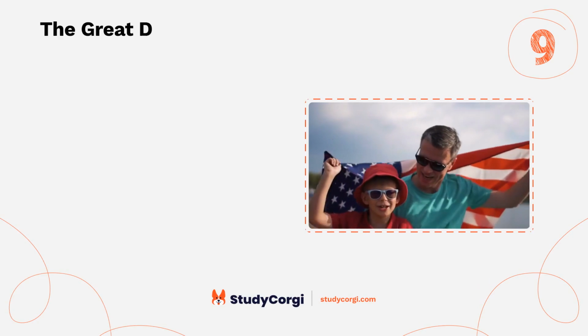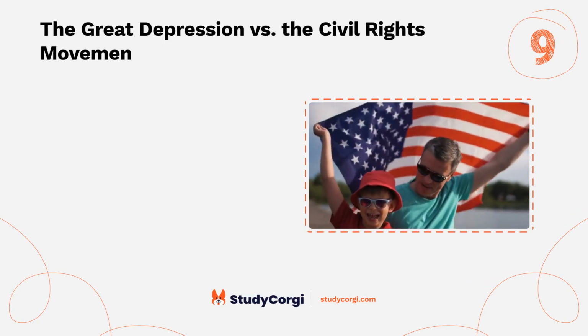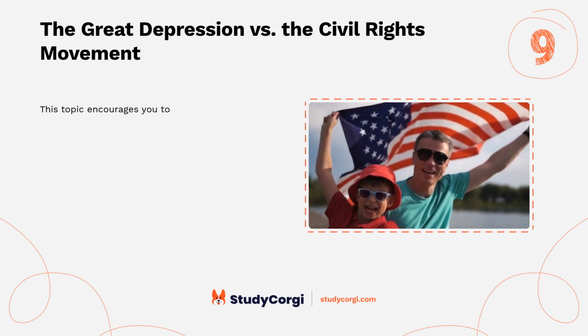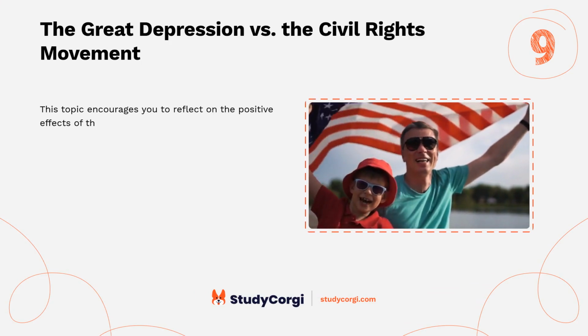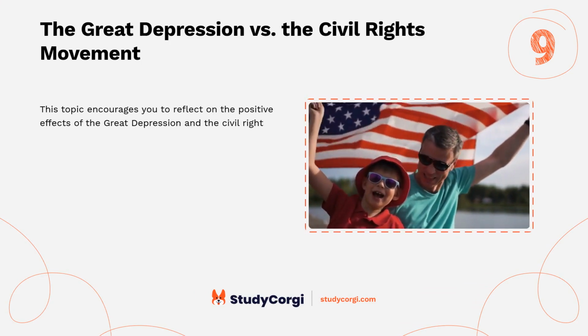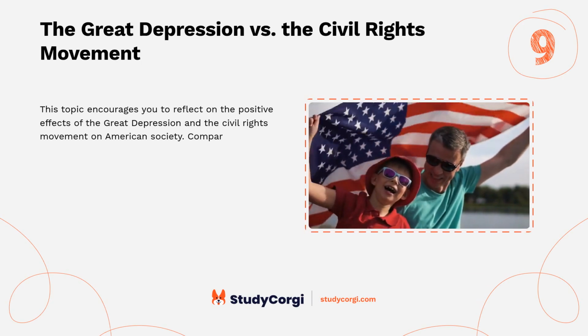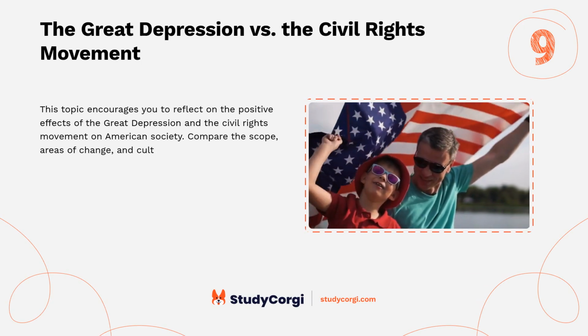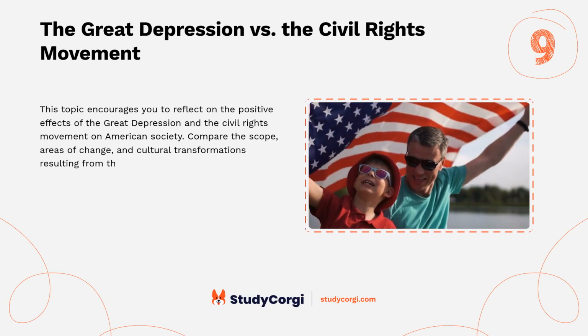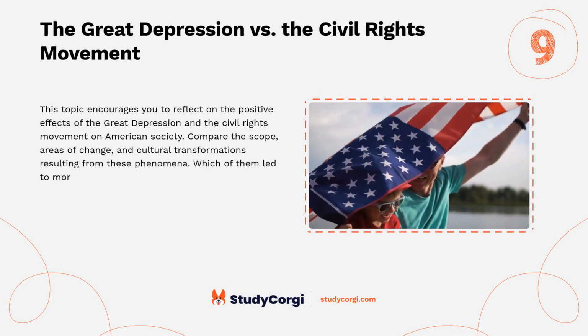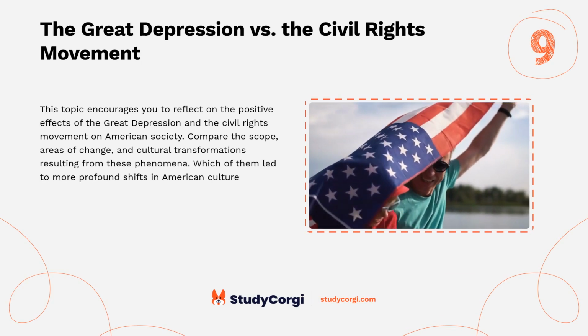The Great Depression versus the Civil Rights Movement. This topic encourages you to reflect on the positive effects of the Great Depression and the Civil Rights Movement on American society. Compare the scope, areas of change, and cultural transformations resulting from these phenomena. Which of them led to more profound shifts in American culture and society?